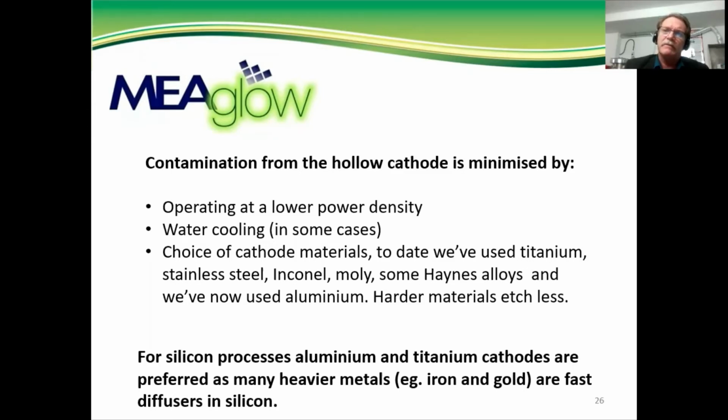But in situations where you can't really get away from the contamination levels that you want to see, you can use materials that are more compatible with the process. So for silicon, where almost every material will show a degree of sputtering that's sensitive for the silicon, the two materials that you'd want to look at are aluminum and titanium cathodes, because those two materials are more compatible with the silicon process.